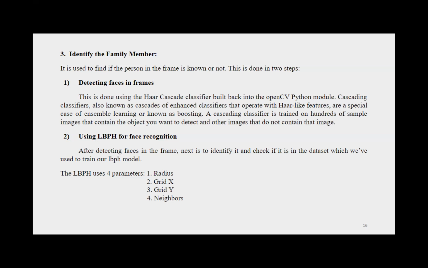Second one, using LBPH for face recognition. After detecting faces in the frame, the next step is to identify them and check if they are in the data set which we have used to train our LBPH model. LBPH uses 4 parameters. One is radius, then grid X, grid Y, and neighbors.